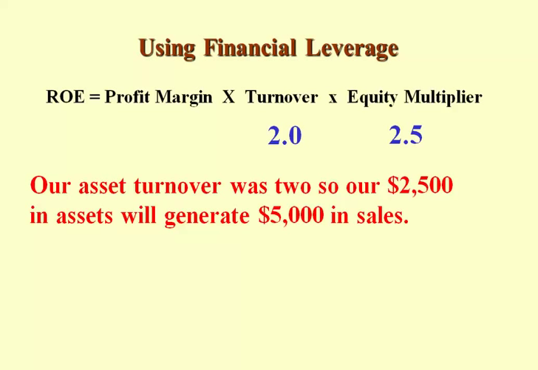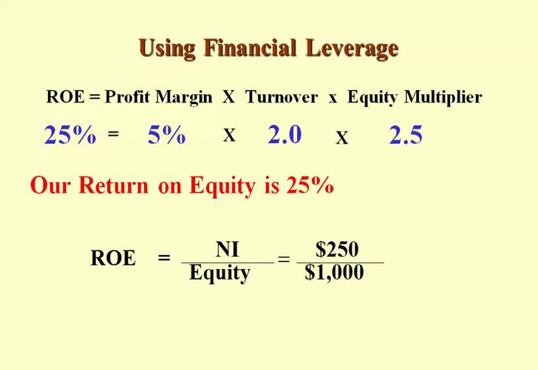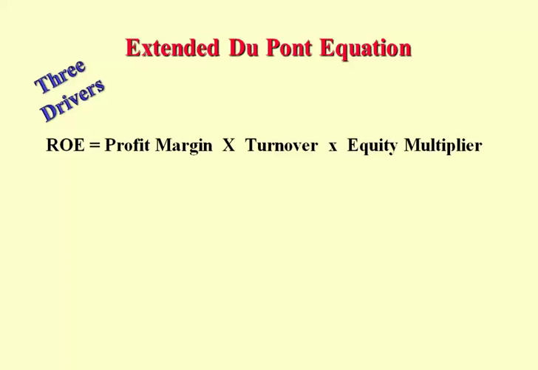Recall, our asset turnover was 2, so our $2,500 in assets will generate $5,000 in sales. With a 5% profit margin, we will generate $250 in net income, which means our return on equity will be 25%. That's the $250 in net income divided by our $1,000 equity investment. And we can get the same amount by taking our 5% profit margin, multiplying it by our asset turnover of 2, and finally by our equity multiplier of 2.5. So again, we can see there are 3 drivers that influence our return on equity.